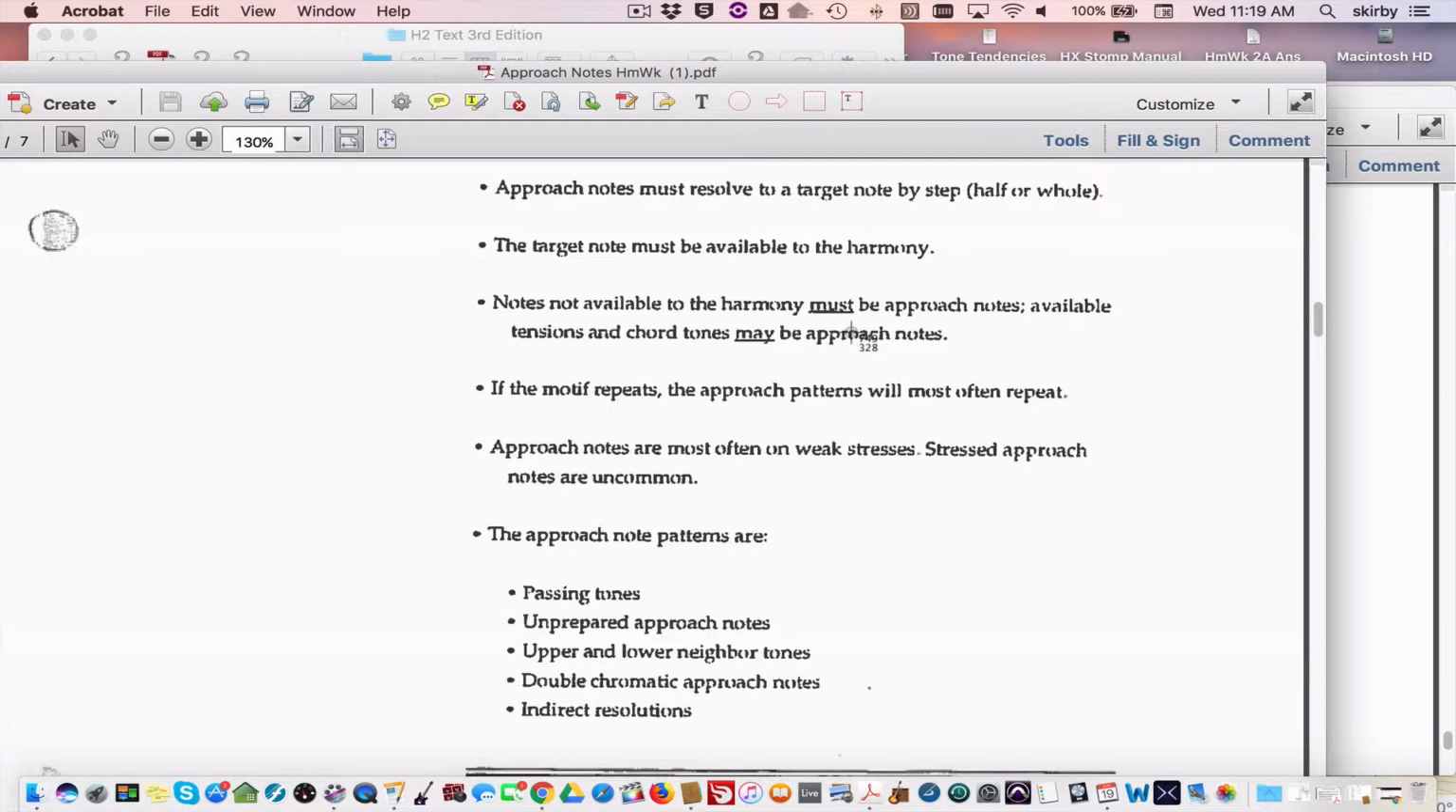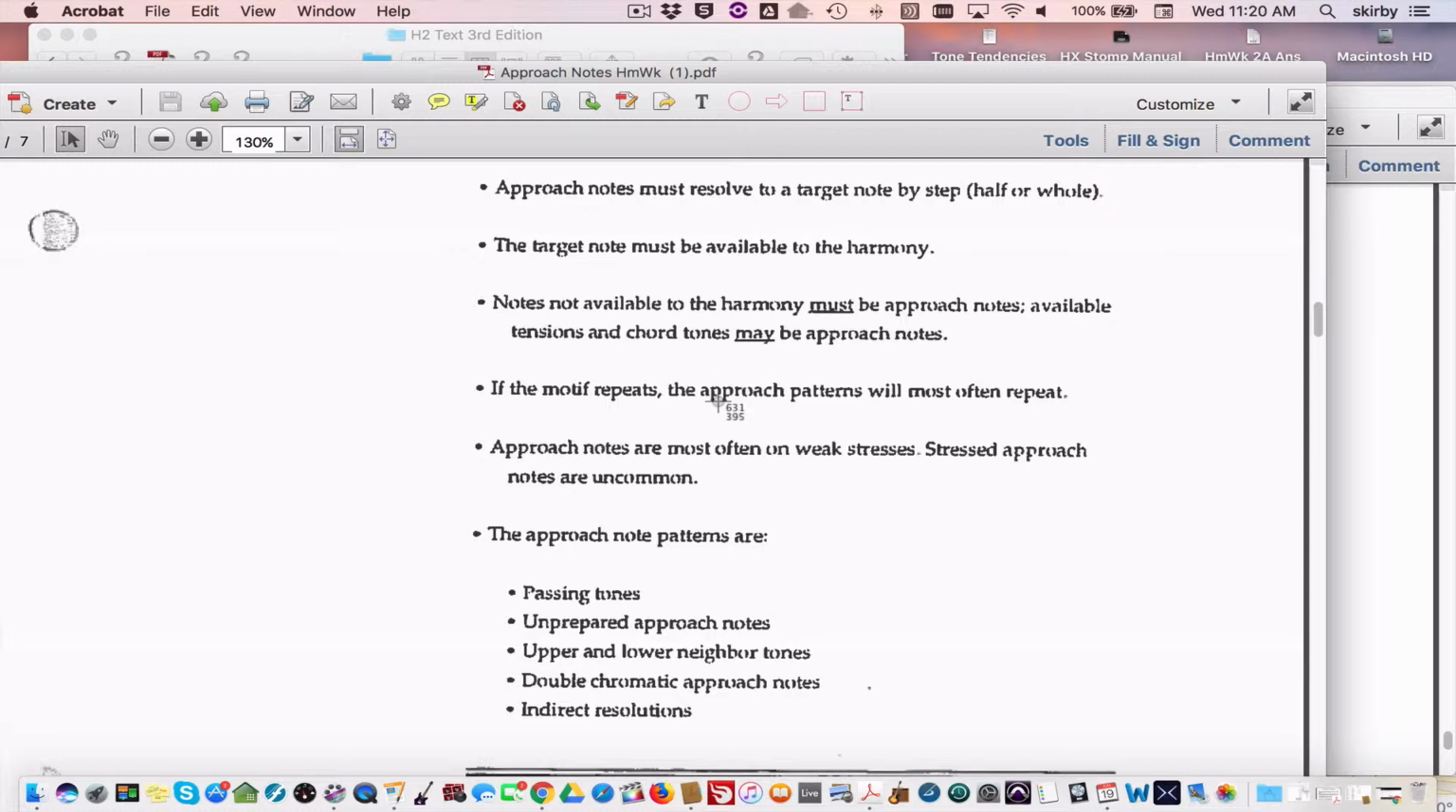First of all, the definition of an approach note is a note which resolves by step into a target note. And the target note must be available in the harmony. In other words, it must be a chord tone or an available tension. Notes not available in the harmony must be approach notes. In other words, if they're not available, then they must be functioning as some sort of approach note. But tensions and chord tones which are available in the harmony can also be approach notes, depending on where they're placed.